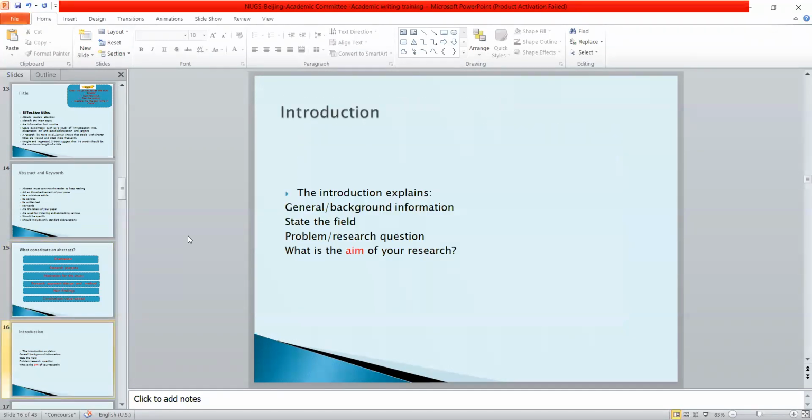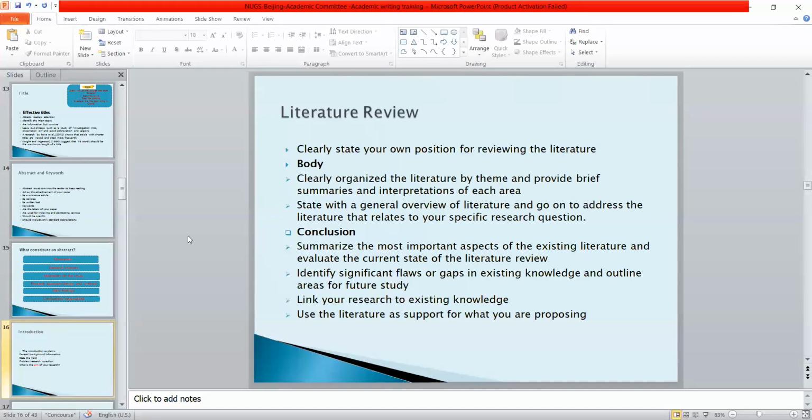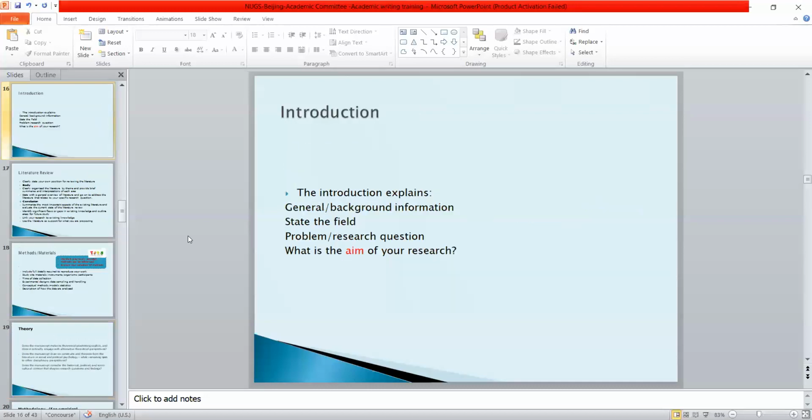Now, the introduction. What goes into the introduction? The general background information. You state the field. It is in the introduction that one is able to identify the field and the orientation that you are coming from. Then the problem or the research question, and the aim of your research. This is basically what goes into the introduction and your background.